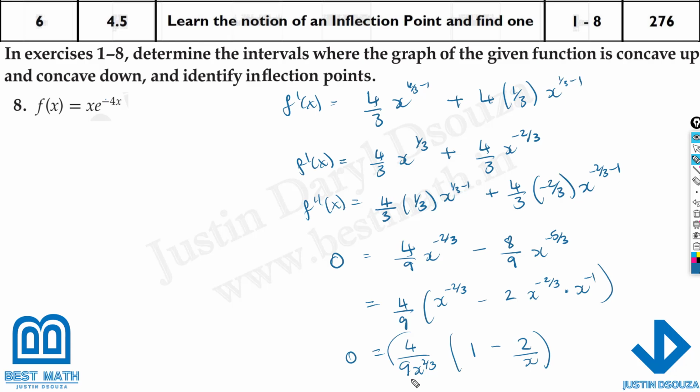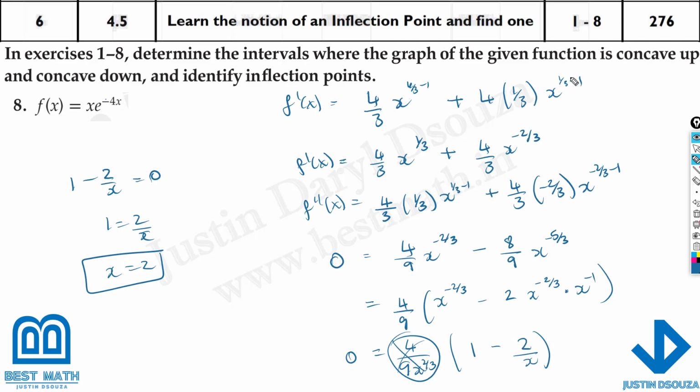This is all equal to 0. This entire thing cancels off. When you take it to the other side, it's 0. What remains is 1 by 2x will be equal to 0. That is 1 is equal to 2 by x. Take this x to the other side. X is equal to 2. So this is the point of inflection. It's 2. So let me just run through this.